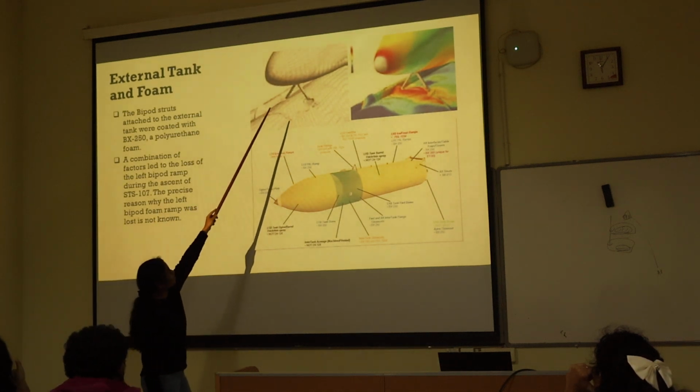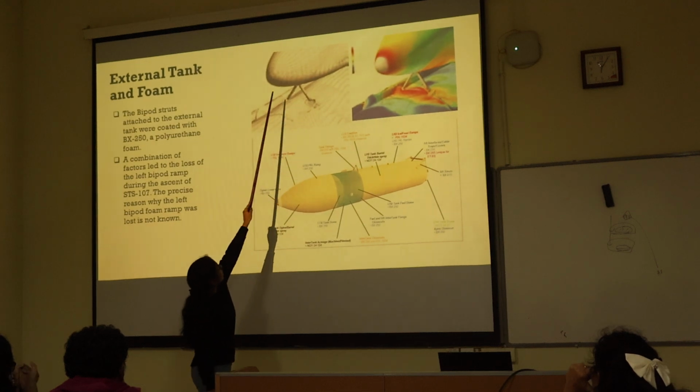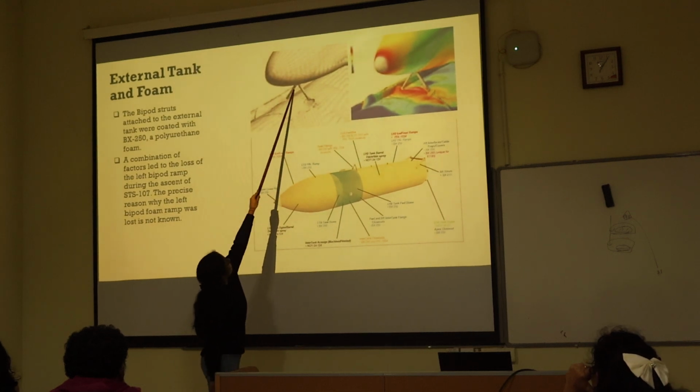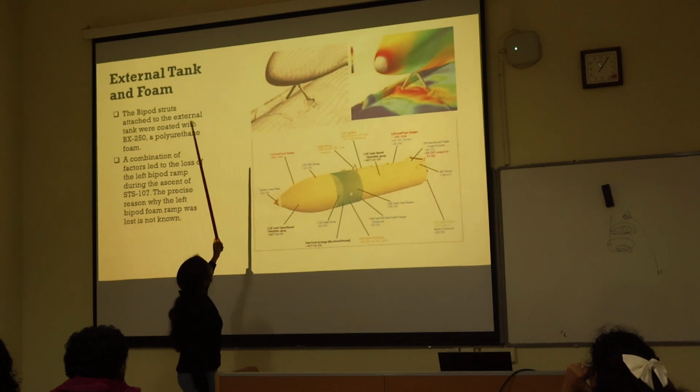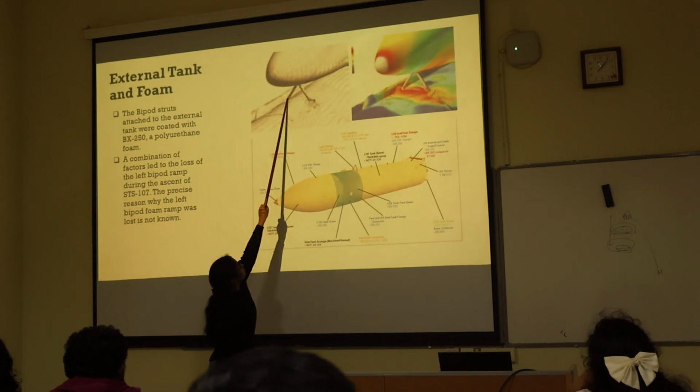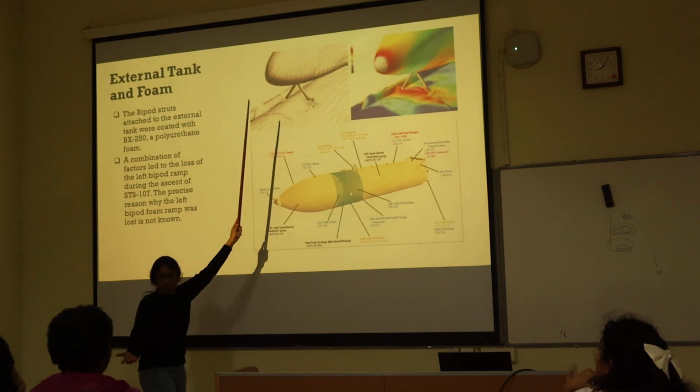So that is the spaceship, and this is the fuel cell, and the fuel tank, and this is the bipod struts. So we have something, the foam is here. But why do we have the foam? What is the point of the foam?